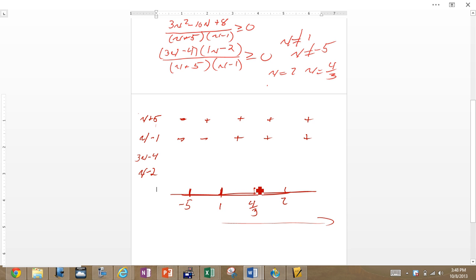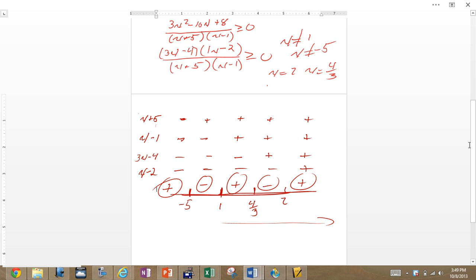3x minus 4 will become 0 at 4/3. Left of that is negative, in these three groups, then I go to positive. Likewise, x minus 2 will be negative, negative, negative, negative, then finally it switches to positive. So what am I interested in? Well, I've got the product and quotient of 4 negatives, which yields a positive. 3 negatives and a positive yields a negative. This is a positive, this is a negative, and this lastly is a positive.